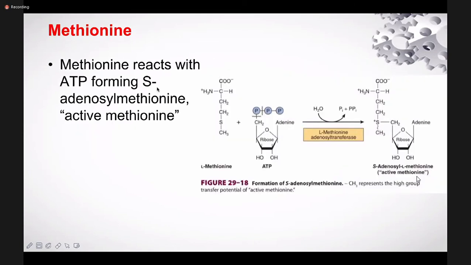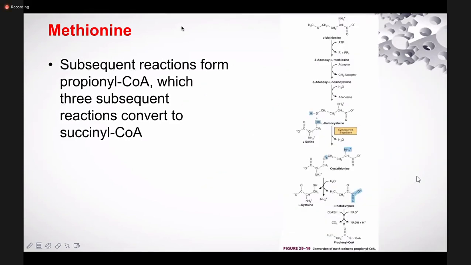Then we have the amino acid methionine, which first reacts with ATP forming S-adenosyl methionine, which is an active methionine. So there is a requirement for ATP in its initial pathway in catabolism. Then subsequent reactions form propionyl CoA, which is then converted to succinyl CoA. So, propionyl CoA.